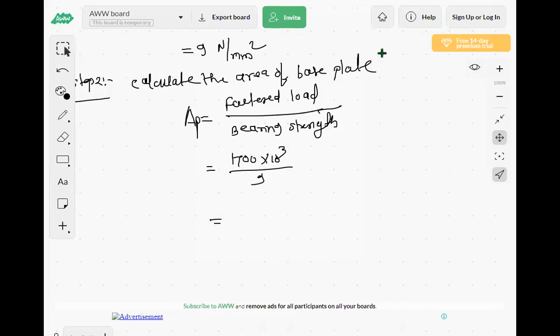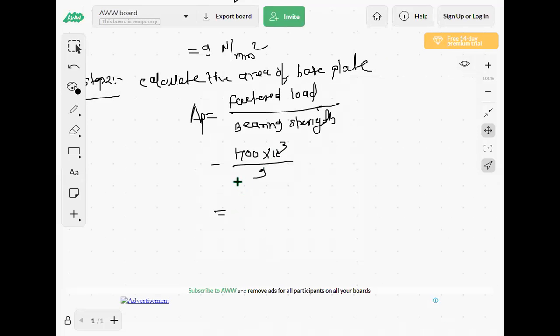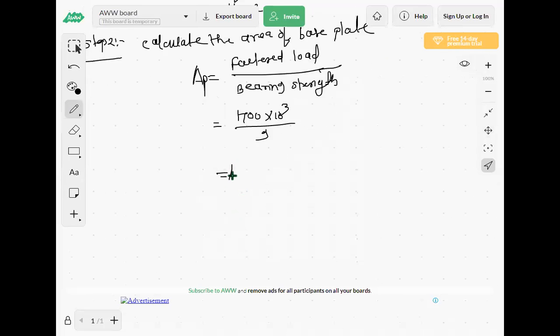188.88 into 10 raised to 3 mm square. Okay, so now this is the area of the plate. Now we have to go to step number 3. That step number 3 is we have to assume some dimensions of the plate.